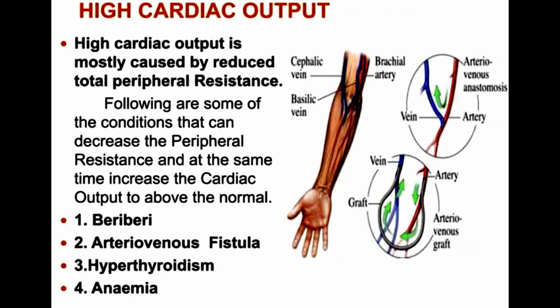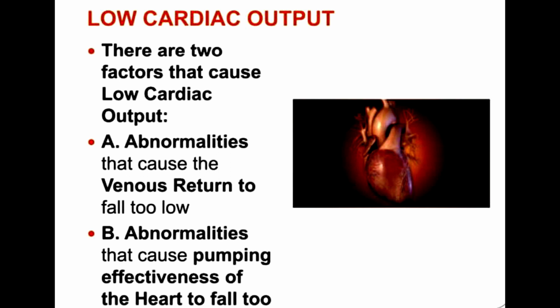As we know, high cardiac output is inversely proportional to the peripheral resistance. So the following are some conditions that decrease the peripheral resistance: beriberi, arteriovenous fistula, hyperthyroidism, and anemia. And the factors that cause low cardiac output would be abnormalities that cause the venous return to fall too low, and abnormalities that cause the pumping effectiveness of the heart to fall too.